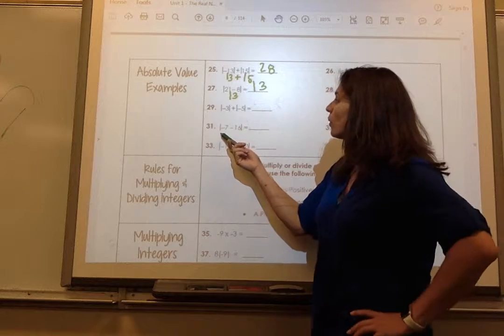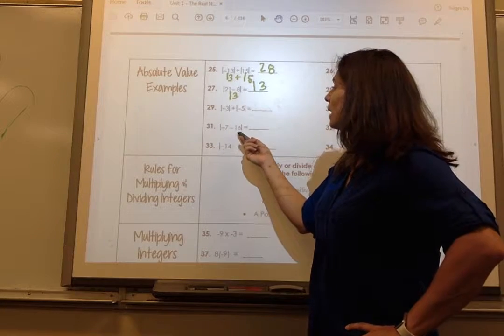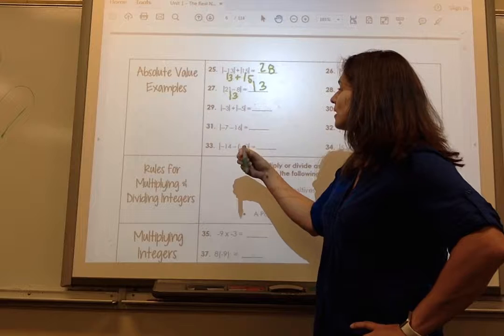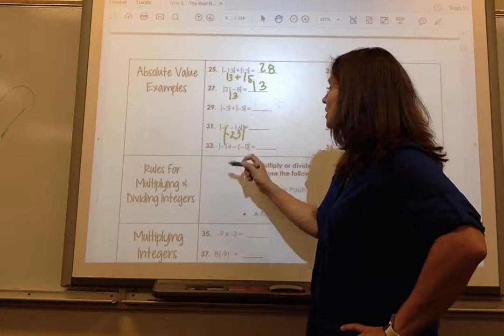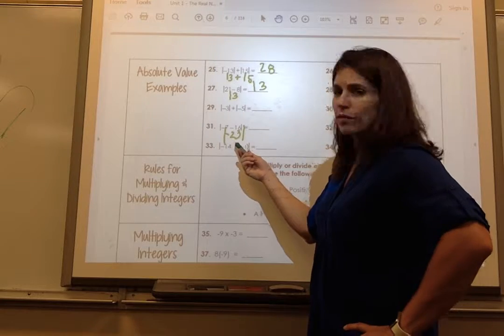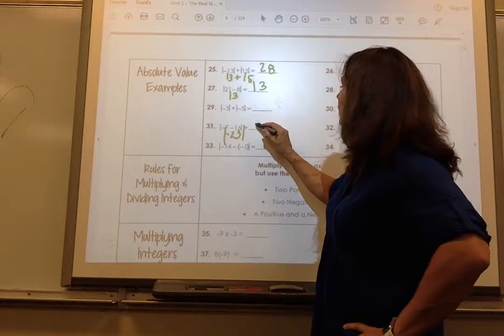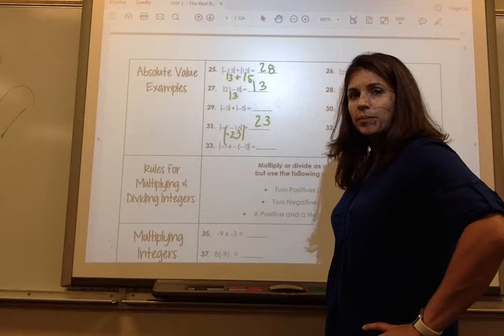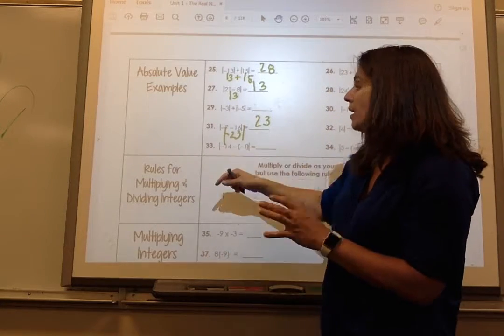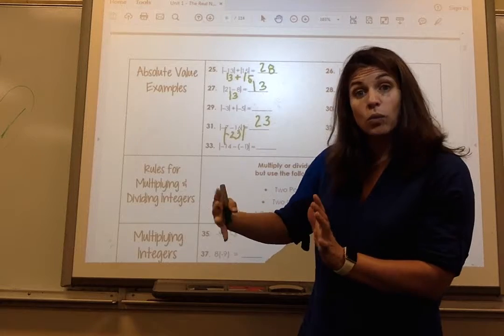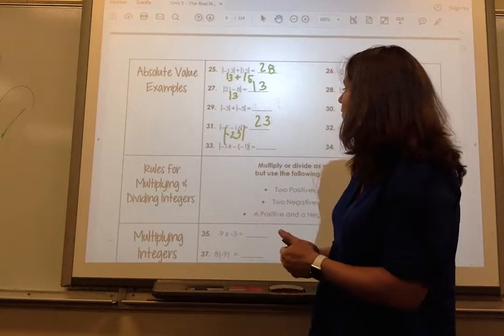Jump down to number 31. I have negative 7 minus 16. I have 7 red chips, 16 red chips. That means I have negative 23 red chips. Well, what is the absolute value of negative 23? It's 23. So my answer is 23. So notice I do whatever process is in those absolute value brackets. Then I take the absolute value bracket once I break it down, and I look at that as my answer.